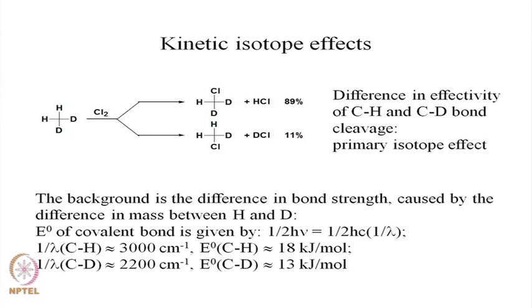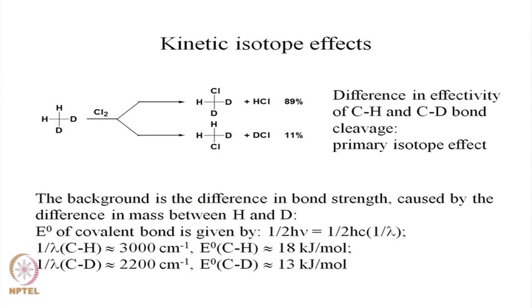Now, the most important point is that when we talk about acid base catalysis, protons are involved. Now, if you replace the proton which is involved in the reaction by a heavier atom like deuterium, then what happens? So that's a question. So we are now going to talk about kinetic isotope effects. What is kinetic isotope effect? It is basically the effect of isotopic substitution on the rate of a chemical reaction.